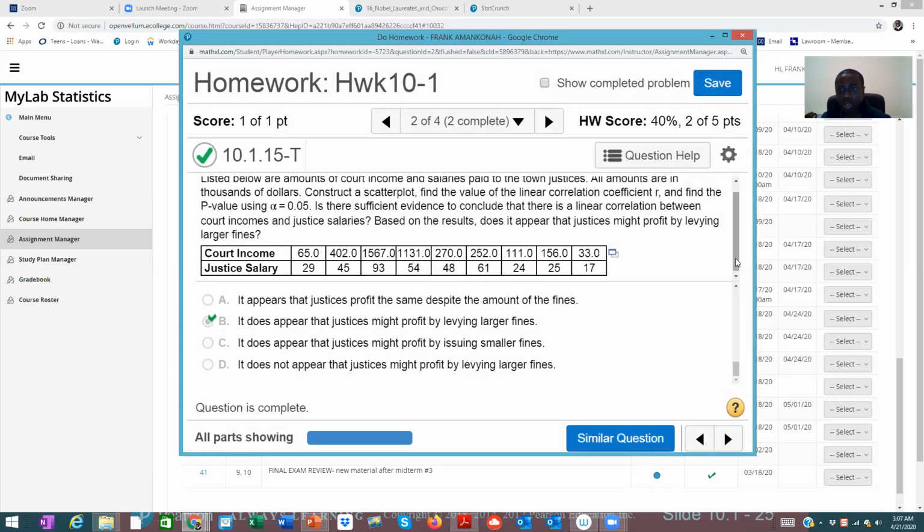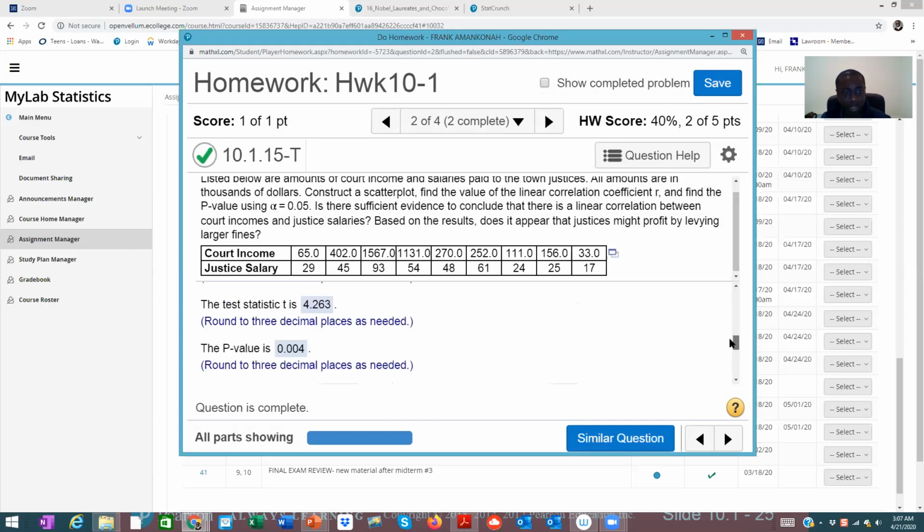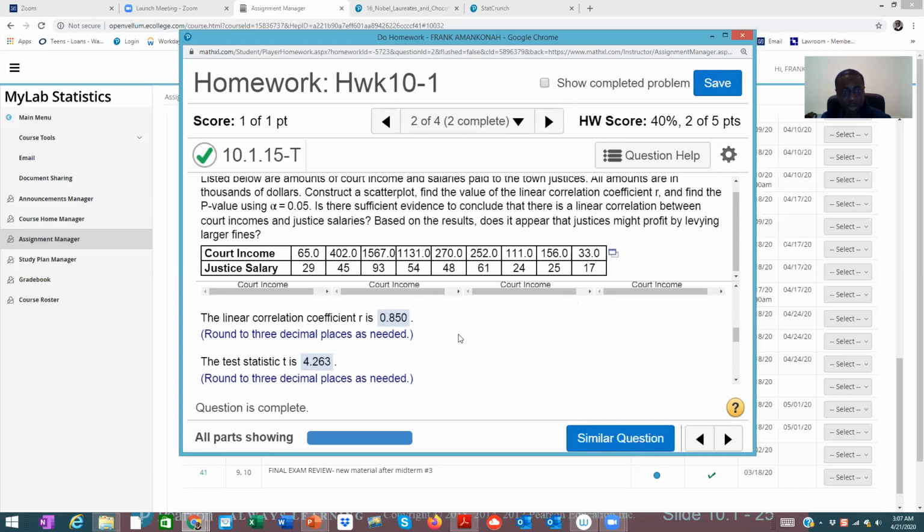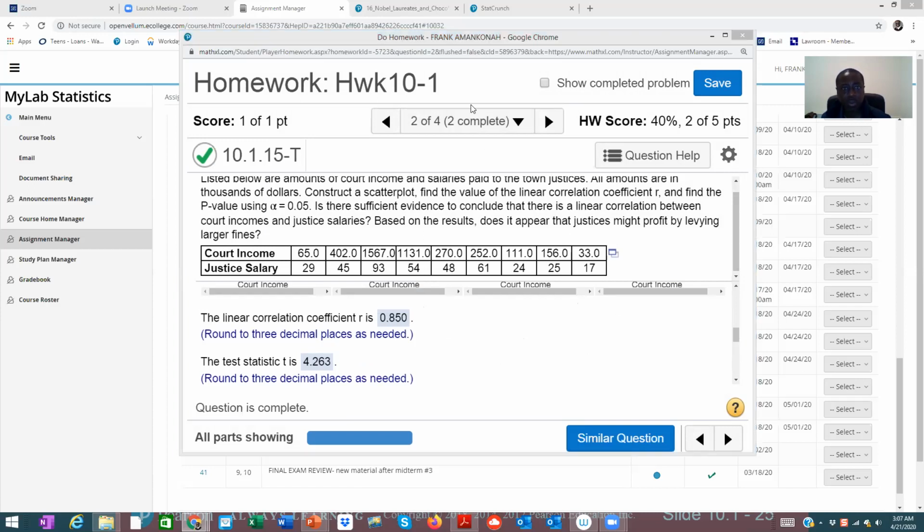Now let me show you how to use a formula to get the same test statistic, which is 4.263 that we got, where our R is 0.850. So let's share my whiteboard with you, and then we'll use a formula to calculate that. Here your N is 9, so degrees of freedom is N minus 2, which is 7.